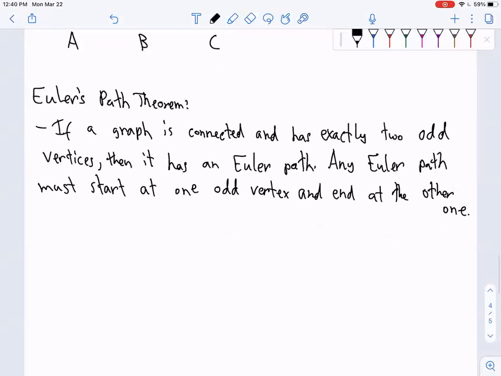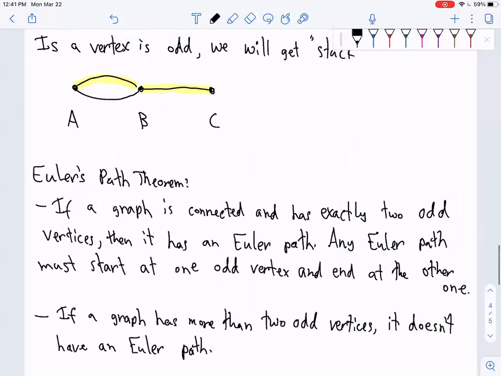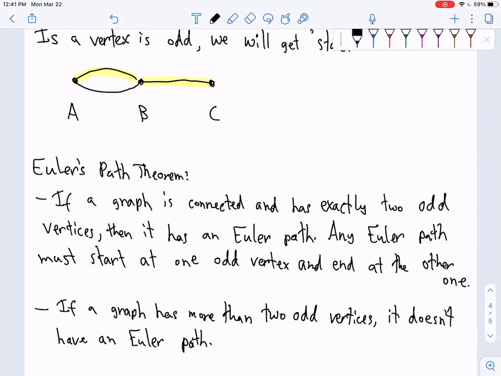Okay. And then the opposite of this, if a graph has more than two odd vertices, it doesn't have an Euler path. Okay, so the Euler path is a little bit different from the Euler circuit, because we don't have to start and end at the same place.